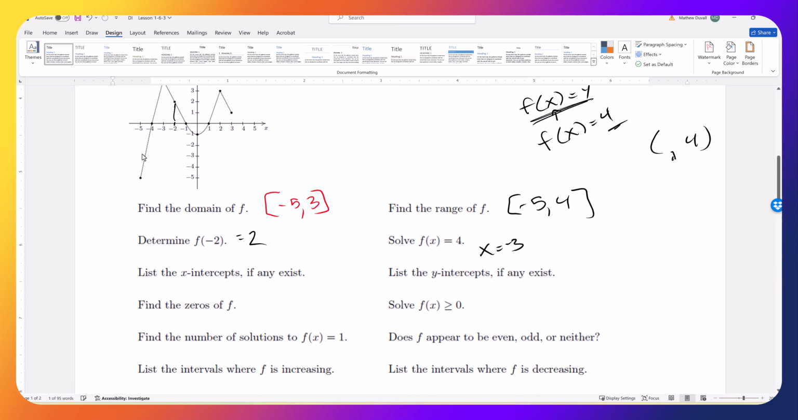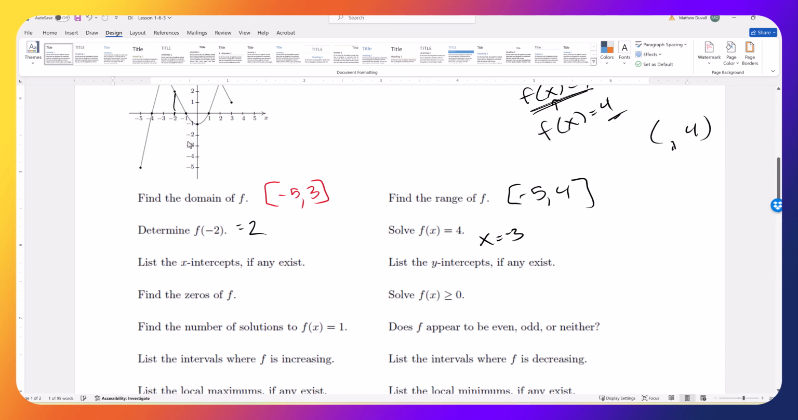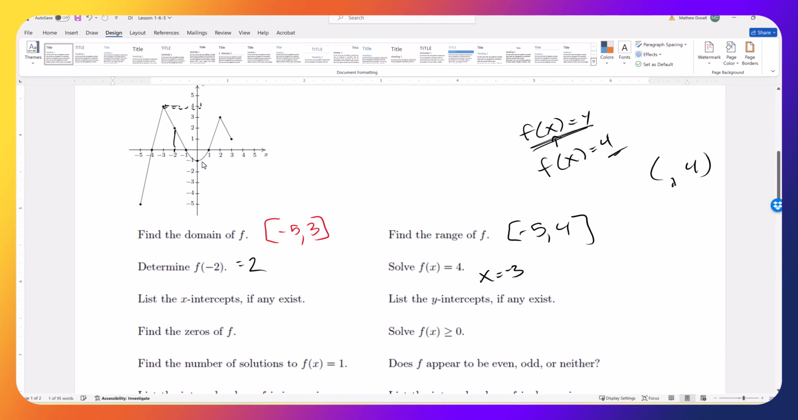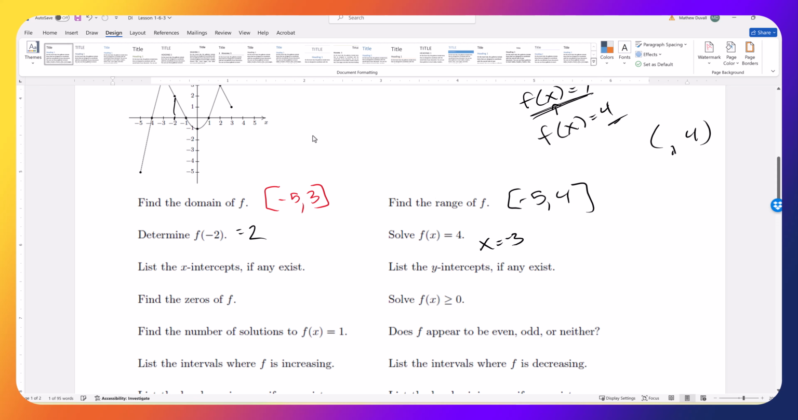The x-intercepts, that's where it crosses the x-axis. The y-intercept is where it crosses the y-axis. The zeros are like the x-intercepts, except we don't include it as a point. We just say the x values themselves.